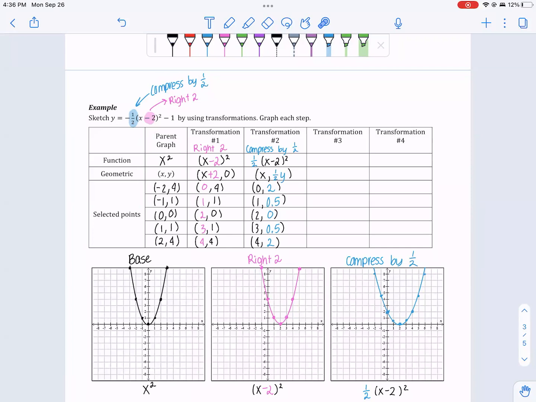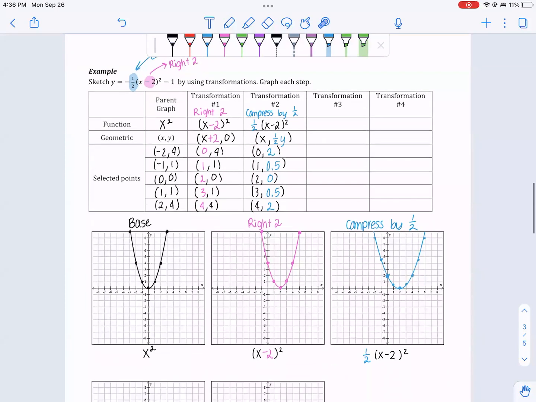When you compress by 1/2, you're going to multiply your y value by 1/2. So I took these coordinate points, I left the x alone, and I multiplied the y value by 1/2. That's going to give you a slightly wider looking parabola. All right, I'm going to go ahead and do transformation number 3.